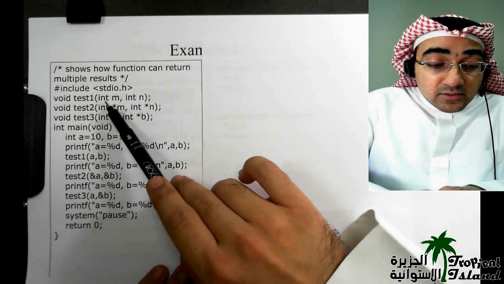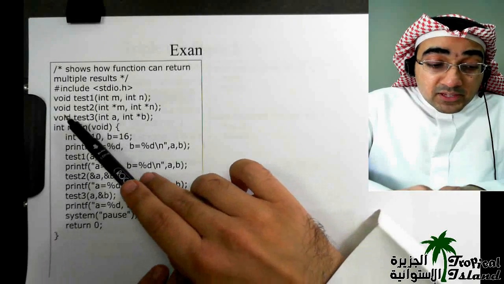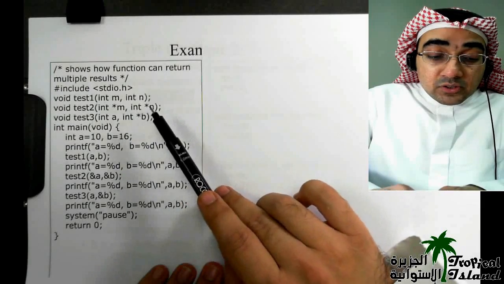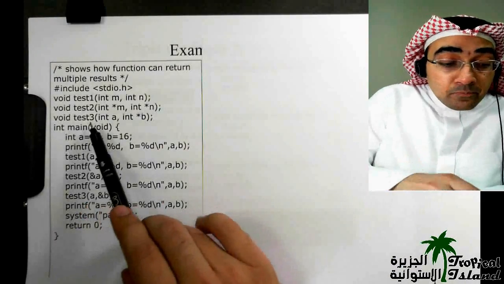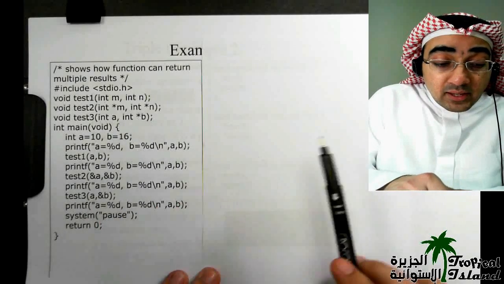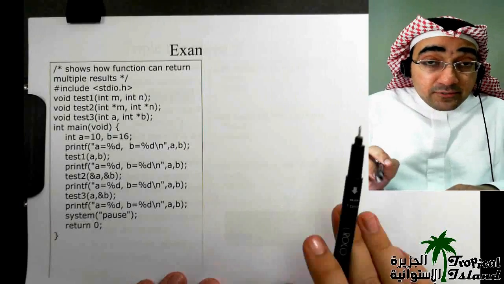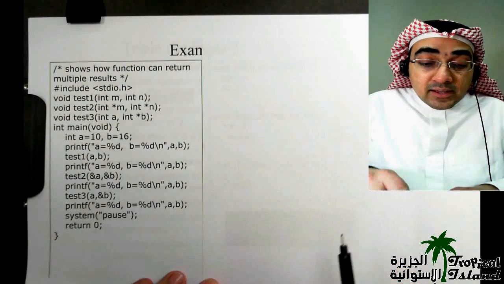This is the first function. It takes an integer m and an integer n, which are passed by value. Then you have void test2 with integer pointer m and integer pointer n. This is declaring pointer variables. And then void test3 with integer a and integer pointer b. So we have three functions over here, and I'm going to go through each one of them in detail as I go into the memory map.